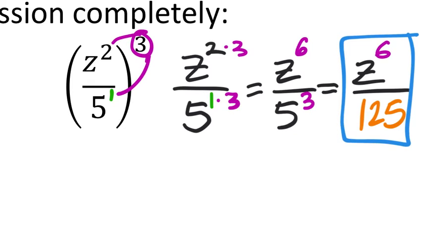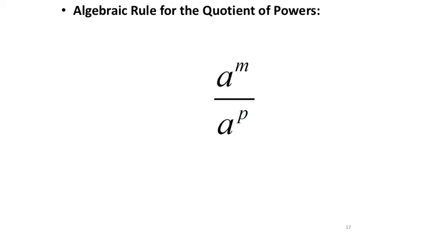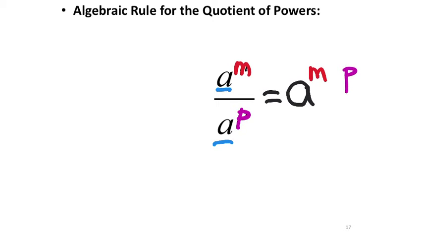There we go. That's simplified. So this is the quotient of powers rule here. Again, just like with the product of powers rule, it's important to notice that the bases are the same. When the bases are the same, you take the same base, and you take the two exponents, m in the numerator and p from the denominator. With division of the same bases, you will be subtracting the exponents.